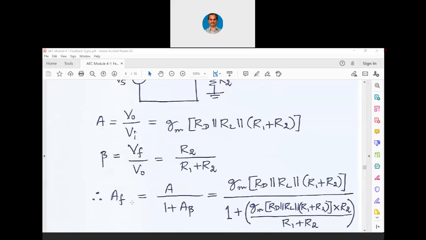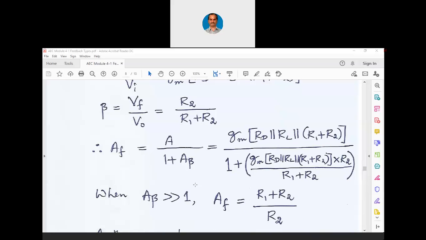Now we have the ready formula, AF equals A by 1 plus A beta, which we had derived earlier. Now let us substitute for A as well as beta. For A, Gm multiplied with Rd parallel with R1 plus R2, and then 1 plus A into beta. Beta is nothing but R2 divided by R1 plus R2. You can see that it is multiplied here. Now this is the expression for the gain with feedback.